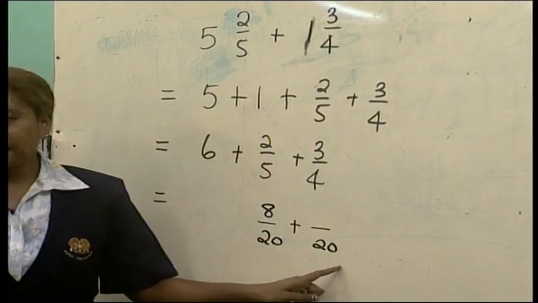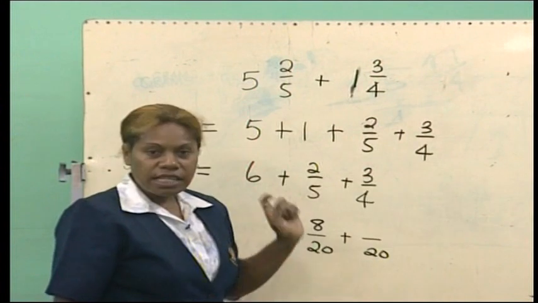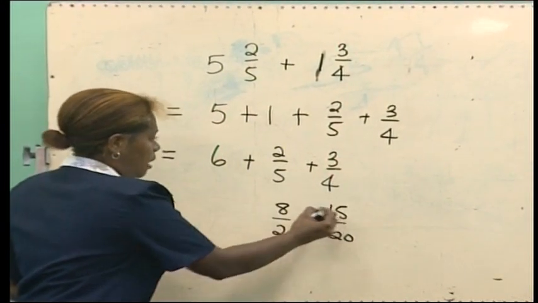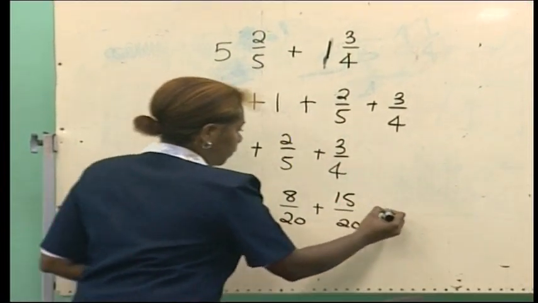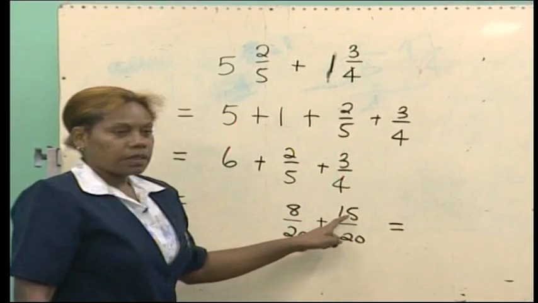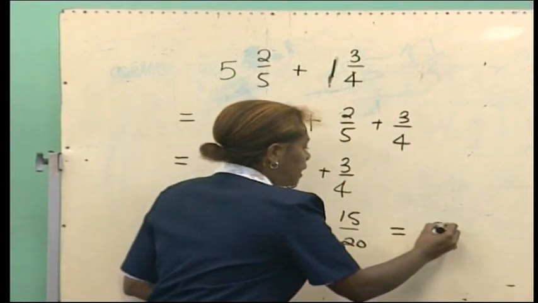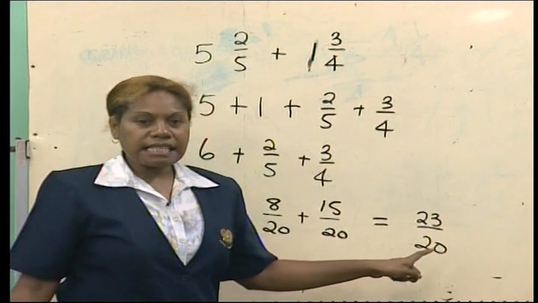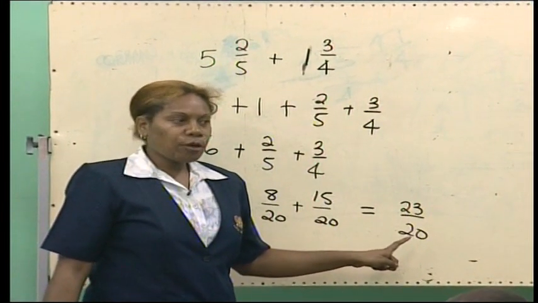Okay, 4 into 20 is? 5. 5 times 3 is? 15. Okay, what's 8 plus 15? 23 over 20. 23 over 20 is an improper fraction.